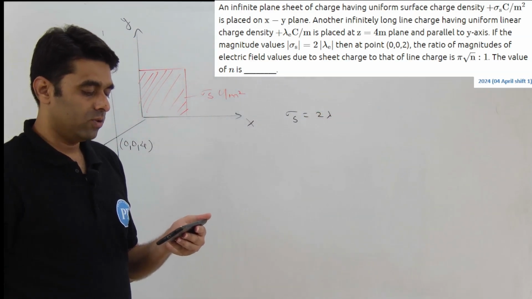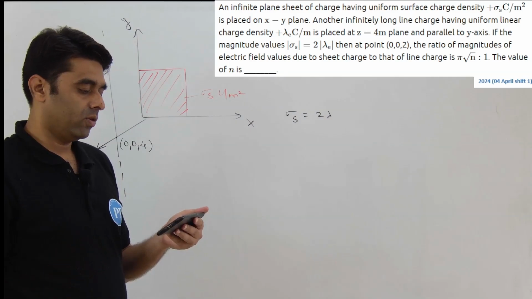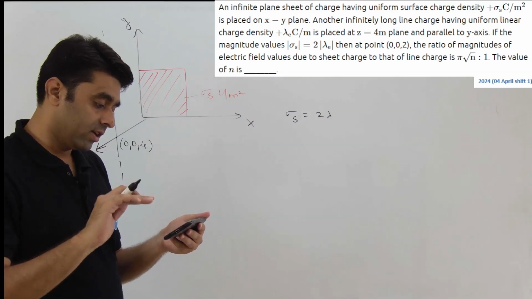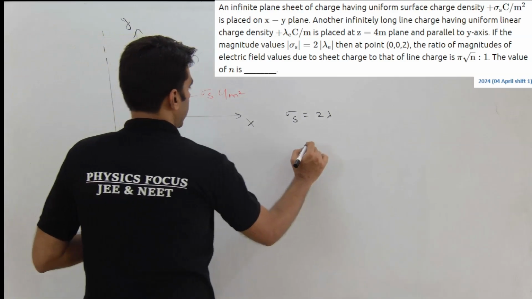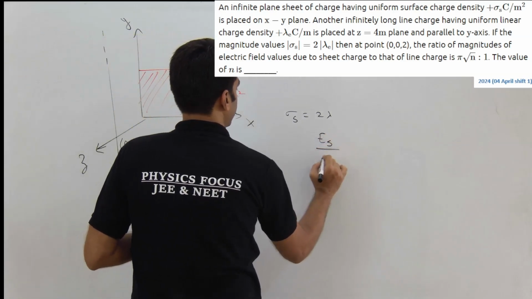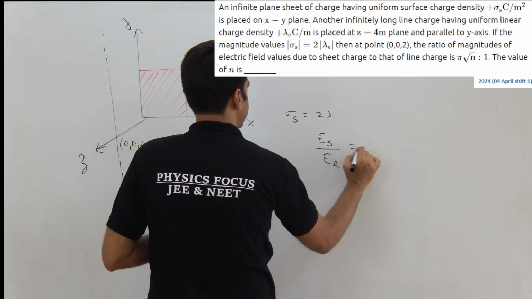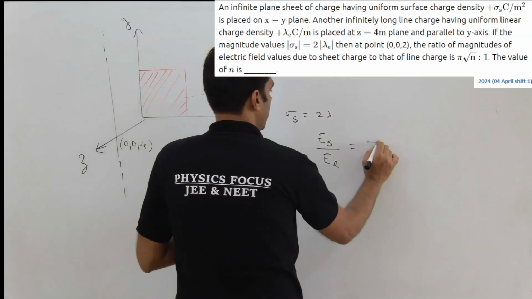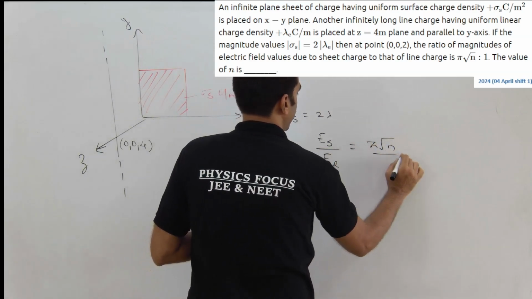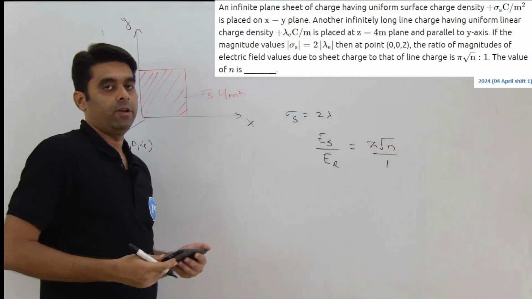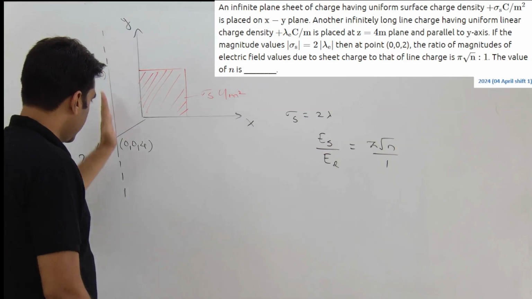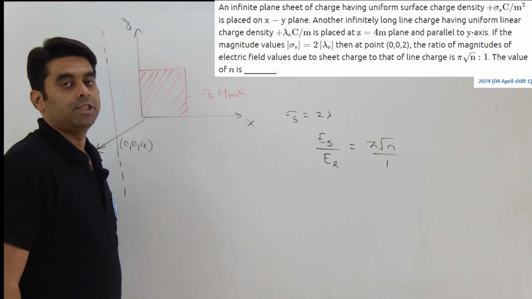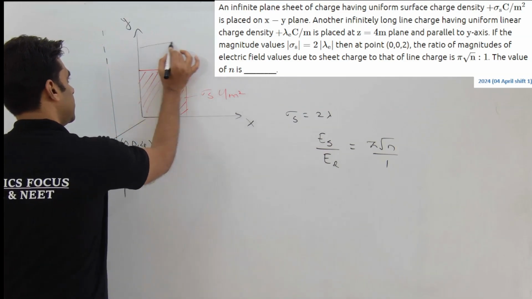Then at point 0, 0, 2, the ratio of the magnitude of electric field values due to sheet charge to that of line charge, that is, electric field due to sheet by electric field due to line charge, is given to us as pi into root n by 1. You have to find out the value of n. Let us do it. So this is a line wire, this is our sheet. It's an infinite sheet, a large sheet basically.